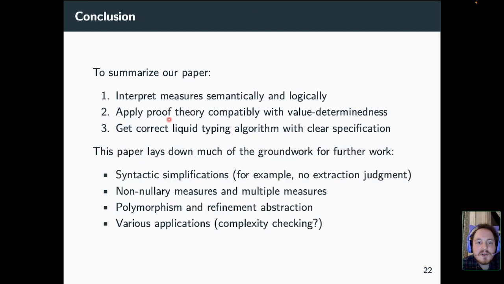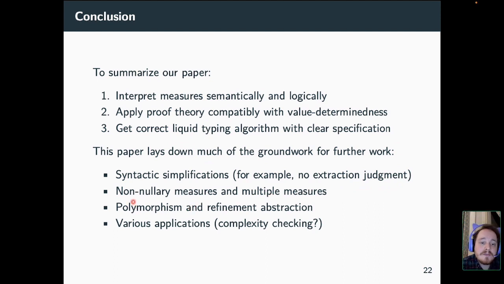Okay, so to conclude, let me summarize the paper. If you interpret measures semantically and logically, and if you apply proof theory compatibly with value determinacy, then you get a correct liquid typing algorithm with a clear specification. This paper lays down much of the groundwork for a great deal of further work to be done. For example, there are syntactic simplifications to be made that obviate an extraction judgment. I didn't mention it in this talk, but you would find it if you read the paper.